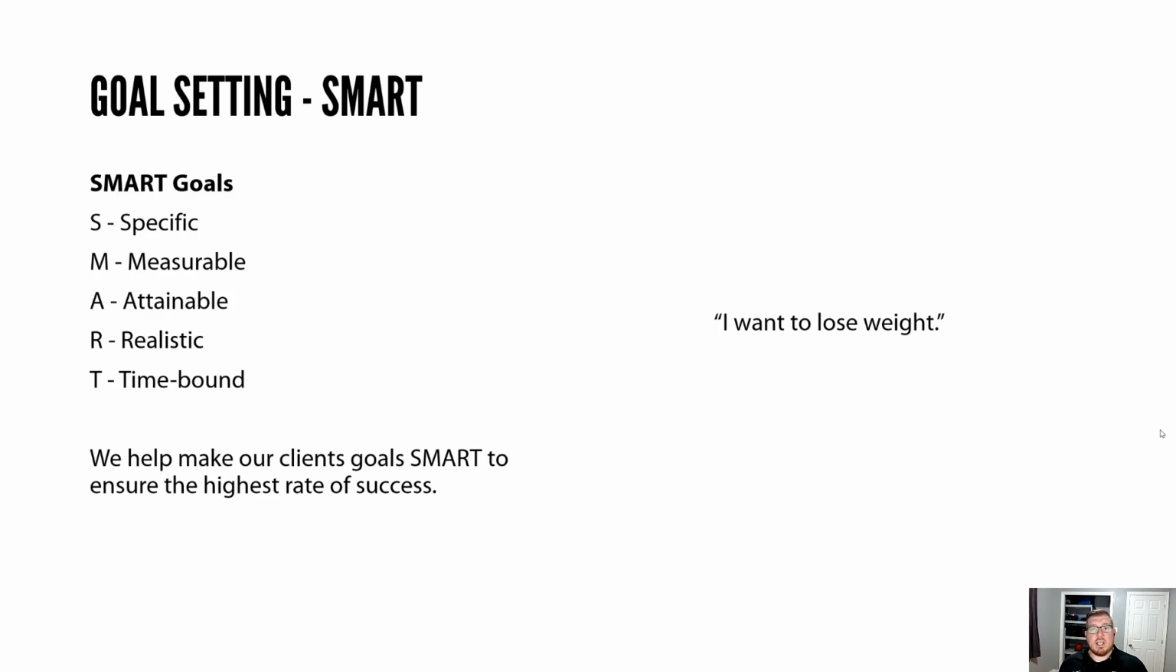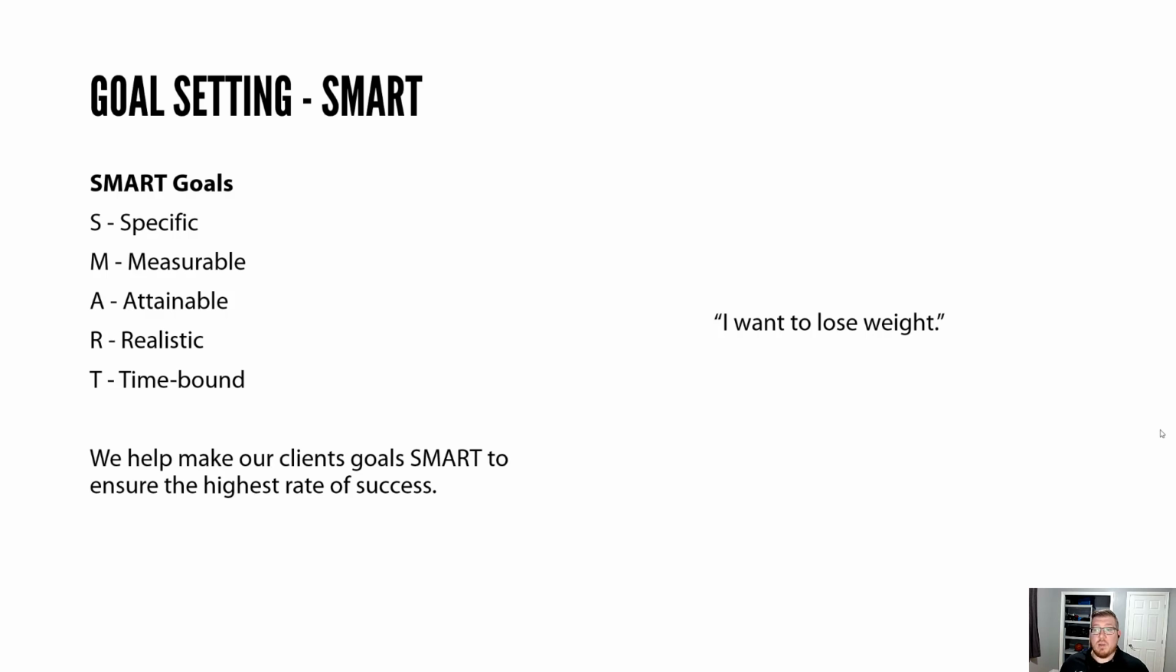So in this process, it also lets us break down the goal to better understand why the client wants to achieve this. So a general goal a client might give you is, I want to lose weight, or I want to get fit so that I can play with my kids. Okay? So we're going to break those goals down to make them a little more specific, and then it helps us kind of understand where the client's coming from.